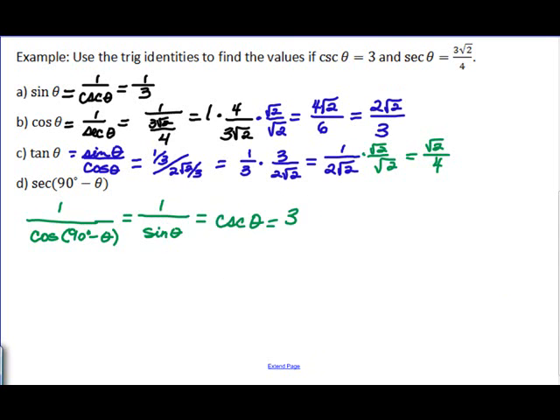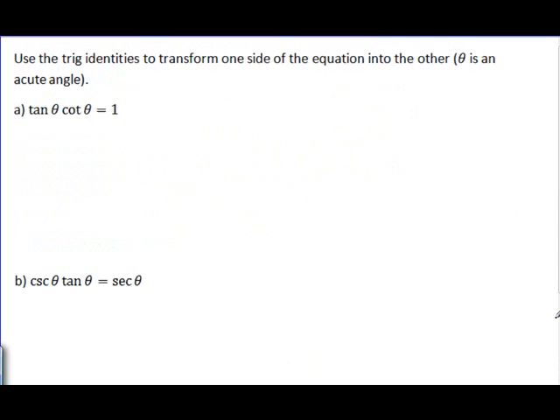Now, let me show you some problems that don't have you really working with angles at all. They are just trying to use trig identities to show one side of an equation is equal to the other side. And so I'm going to work a few of these for you. And I'll tell you, there's really no right or wrong way to do these. You just pick a side and try to work with it, simplify it as much as you can to see if you can get the other side.